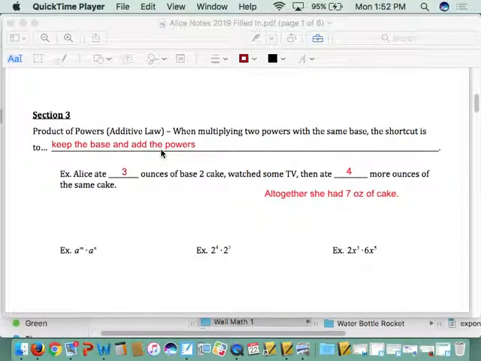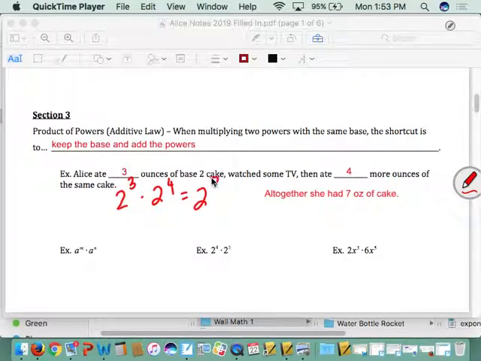So the story, an example of Alice here, is Alice ate 3 ounces of base 2 cake, watched TV, and then ate 4 more ounces of the same base 2 cake. So base 2 cake means that Alice is doubling each time. So 2 to the 3rd times 2 to the 4th is going to be the same as 2 to the 7th. So same base, add. 2 to the 3rd times 2 to the 4th is the same as 2 to the 7th. So altogether, she had 7 ounces of cake.